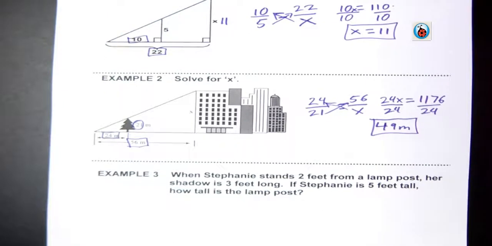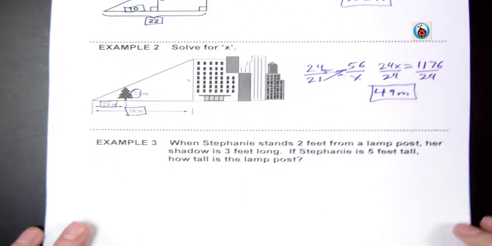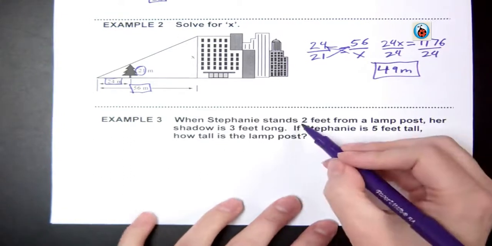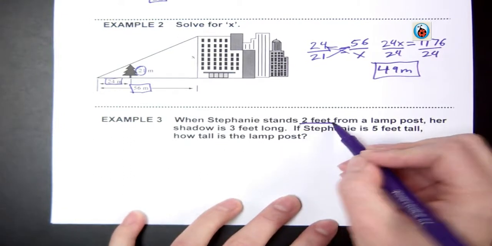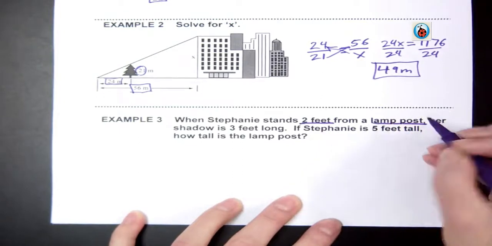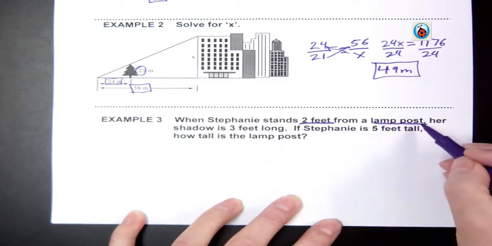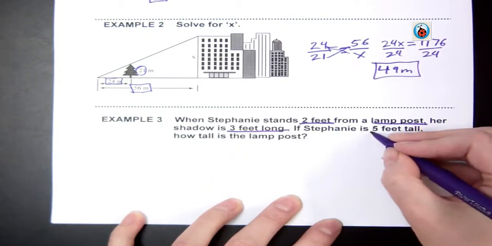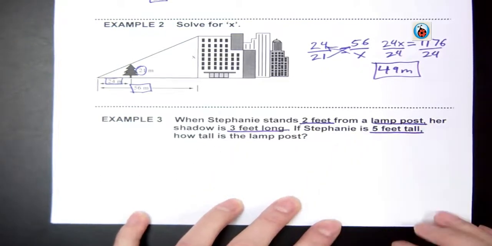Alright, our next example is even more fun because we get to draw our own picture. And so we're going to read, see what's going on. So Stephanie stands 2 feet from a lamppost. Okay, so we're going to have someone standing 2 feet from a lamppost. Her shadow is 3 feet long. If Stephanie is 5 feet tall, how tall is the lamppost?